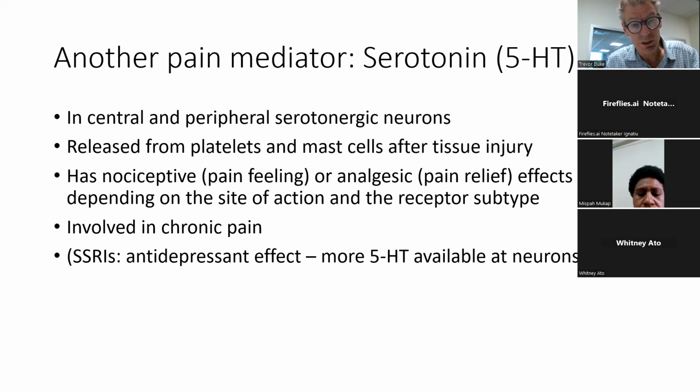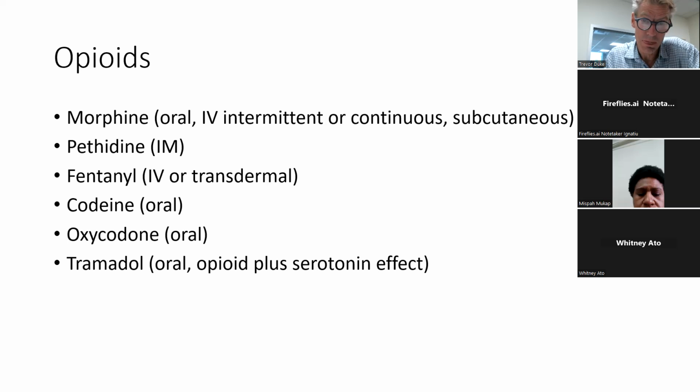It's particularly involved in chronic pain, and there are some drugs that can manipulate serotonin, and they're called SSRIs, serotonin reuptake inhibitors. So they have an effect on serotonin. They're often used as an antidepressive agent, but they can also be useful sometimes for an analgesic effect as well.